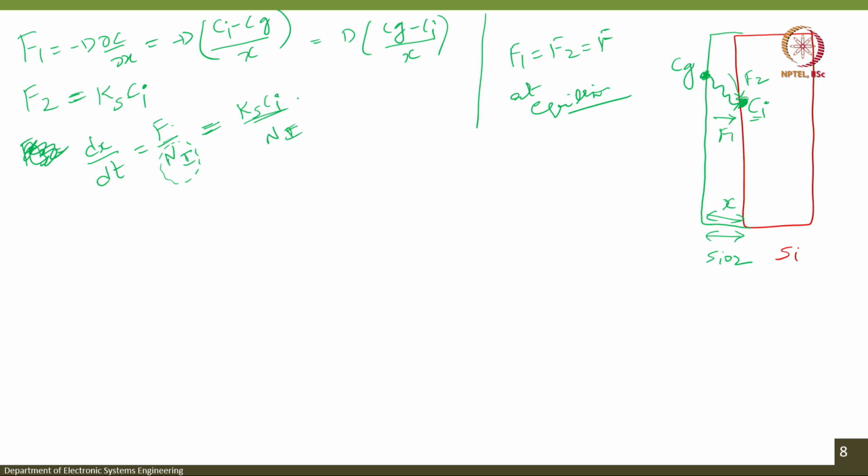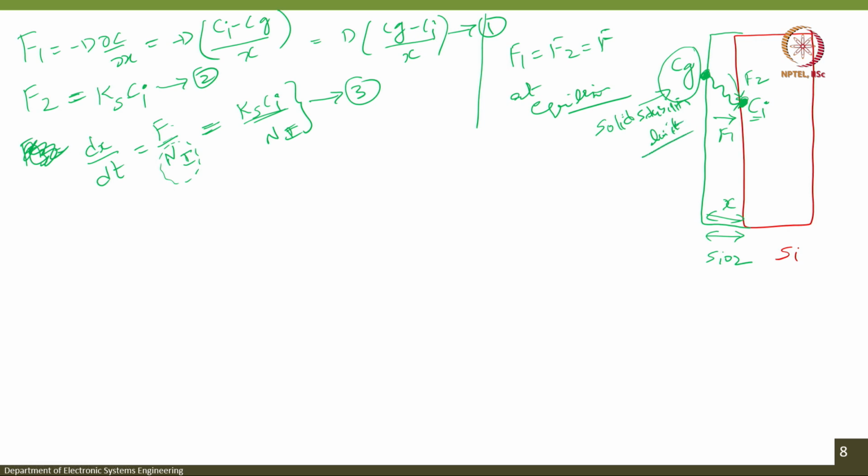Now if I can solve these equations, this is equation number 1, equation number 2, equation number 3. Generally what is known is what is on the surface. See, this Cg is decided by the solid solubility limit.